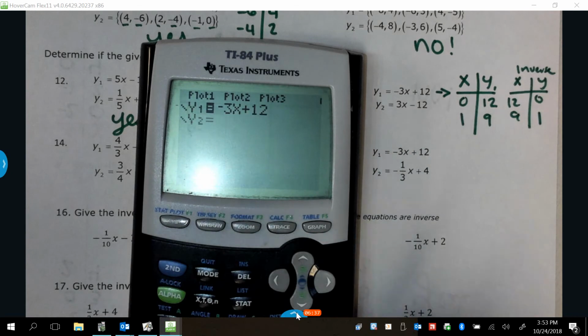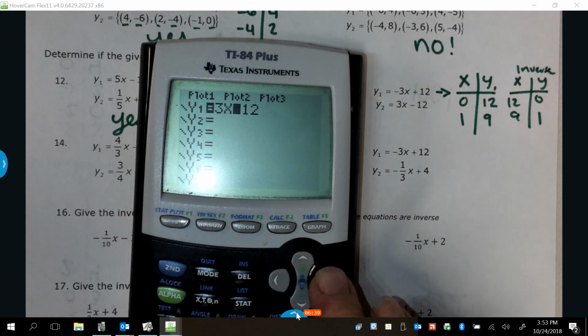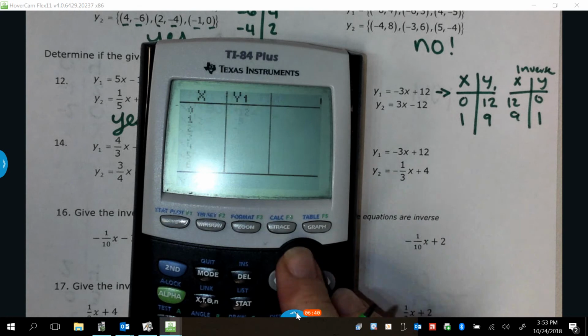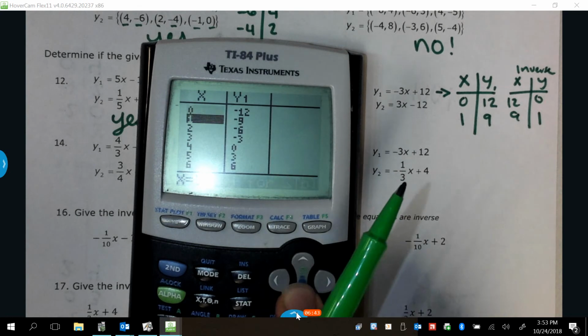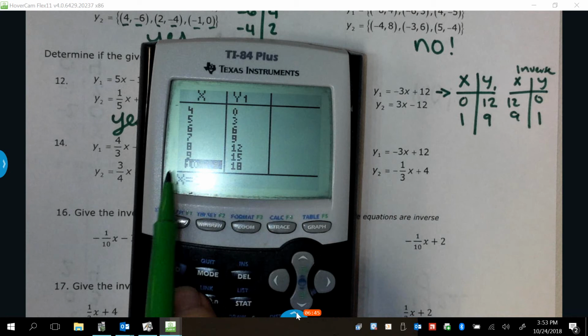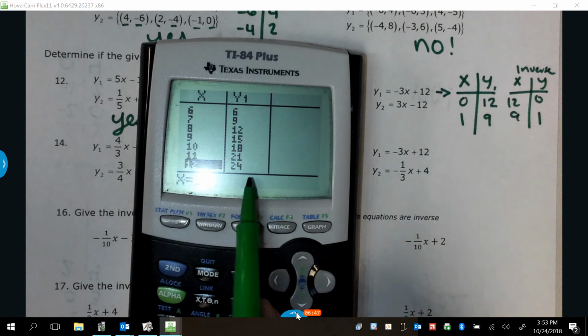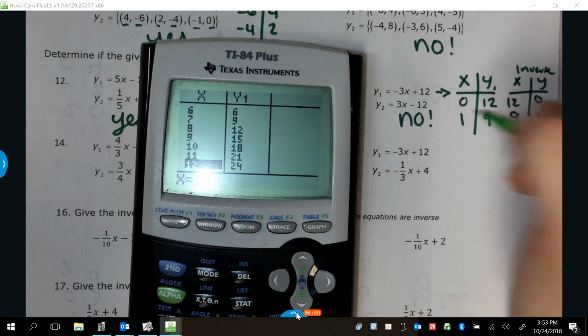So let's type in that other equation, 3x minus 12, and go to my table. So I'm looking for (12, 0) and (9, 1). Well, I look at 9, and it has 15, and 12 has 24, so this is a no. This is not an inverse.